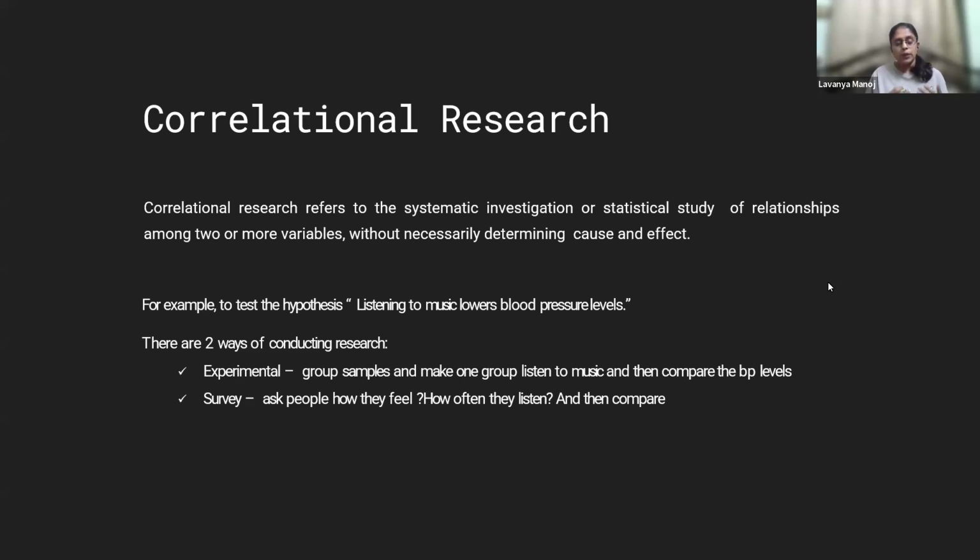And after collecting, you can now approach those participants, saying, okay, we got your information from this hospital. So what made you lower your BP level? Are you listening to music, or do you usually listen to music? Are you exercising, or have you cut down on oily foods and fried items? So what is it all about? In this way, it is correlational research: two events which have an impact on each other.